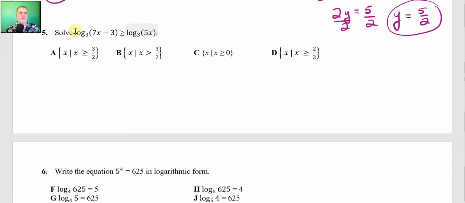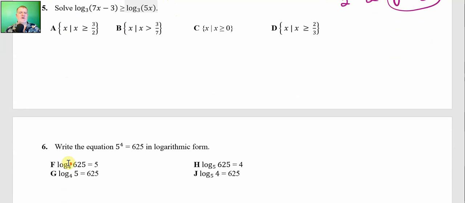We get a little inequality here, but no big deal. Inequalities, they're people too. They can be solved. Okay, good news is, logs are both log base 3. So all we have to do is set this greater than or equal to that, and we solve.